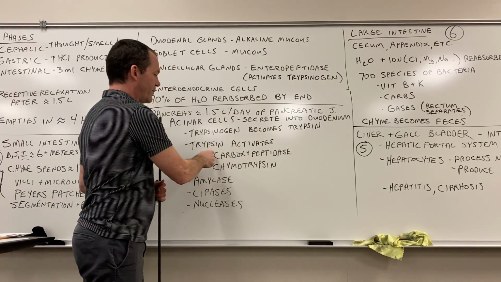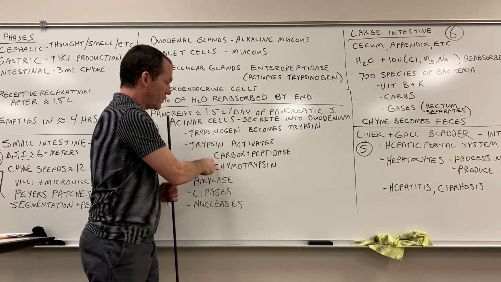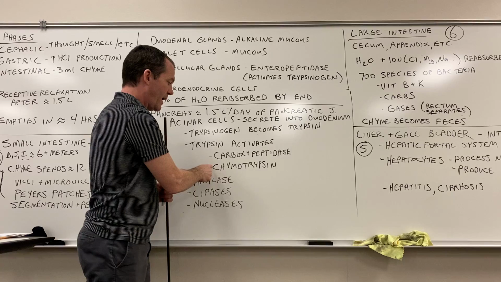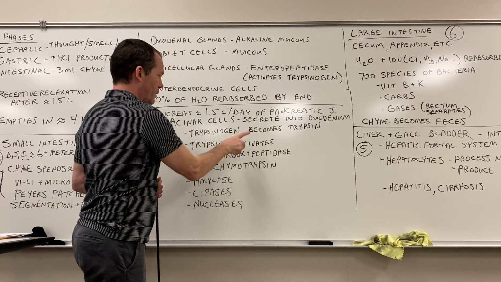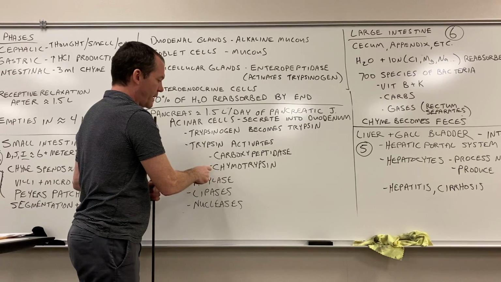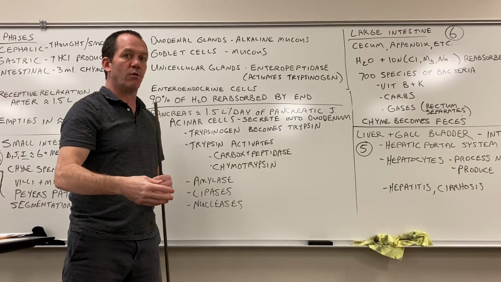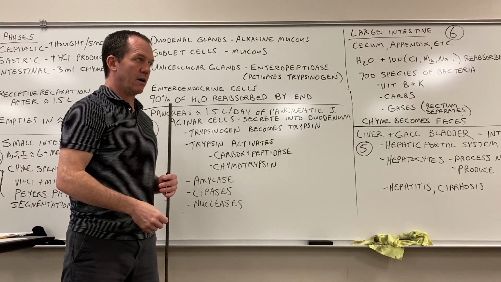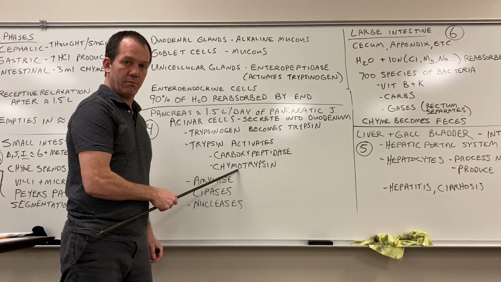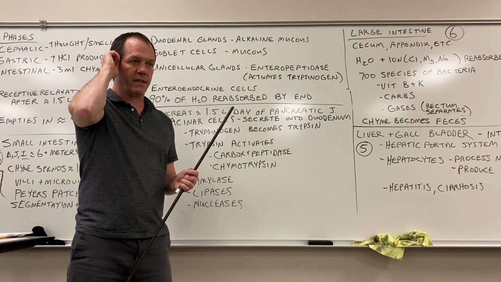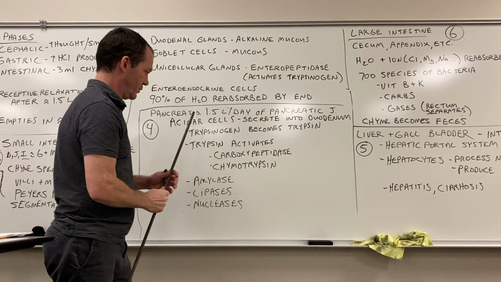Trypsin is a protease. It digests proteins. Trypsin also activates a couple of other pancreatic enzymes, carboxypeptidase and chymotrypsin. All three of these, trypsinogen, carboxypeptidase, chymotrypsin, are produced by the pancreas, and they only become active once they're out in the duodenum, right? They all digest proteins. So most of your protein digestion is a function of pancreatic juice.